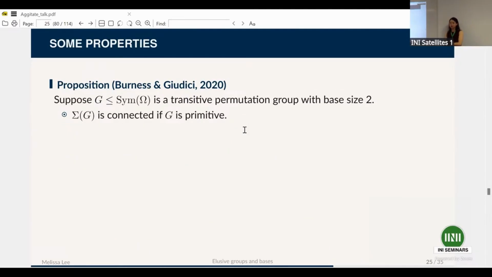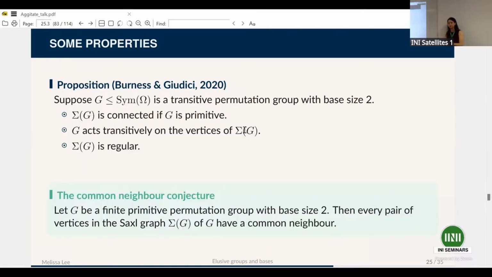Okay, so Bailey and Cameron defined this graph, and they showed that it has a lot of interesting properties. For instance, they showed that the graph is connected if the group is primitive. They showed that you've got a natural action of your group of base size 2 on the vertices, and it indeed acts transitively. They also showed that this graph is regular, so every vertex is adjacent to the same number of neighbors as any other vertex.